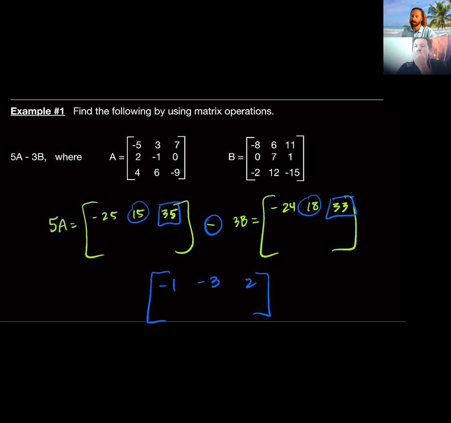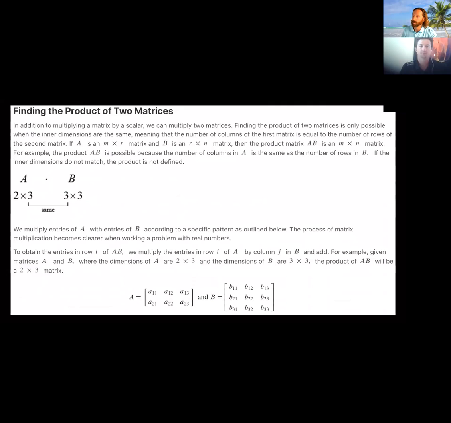Okay. Pretty simple. But what about multiplying? What happens when we're asked to multiply these things? Not just by a scalar, a number, but an entire matrix and another.